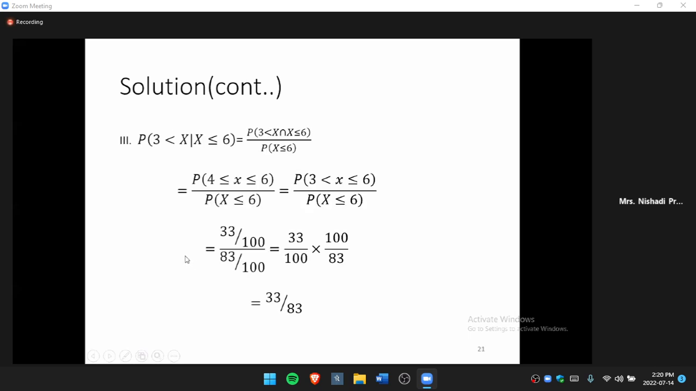Now see this one. It's a conditional probability. To find the answer for this question, you need to remember the conditional probability formula. Using that conditional probability formula, we are going to find this probability. Now see the steps. I have given you the steps, you have to follow them.